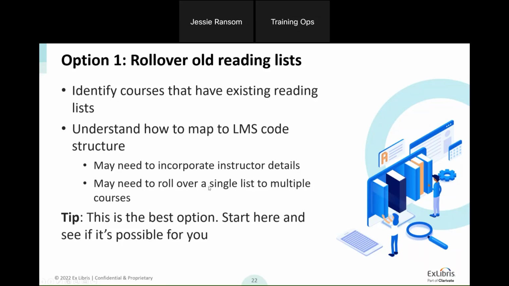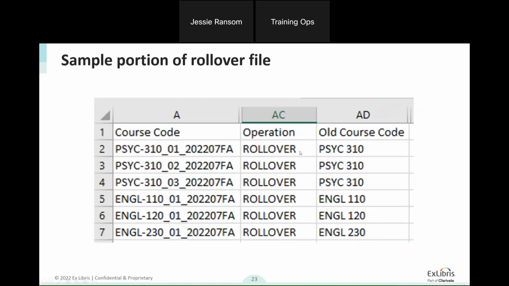And you may also have a situation where you're rolling over a single pre-Leganto list to multiple courses for Leganto. This is if your English 110 previously was just one list with 15 different instructors associated with it. You may choose to roll that over into 15 different lists for Leganto. And actually, let me skip forward again here. This is actually what's happening here.